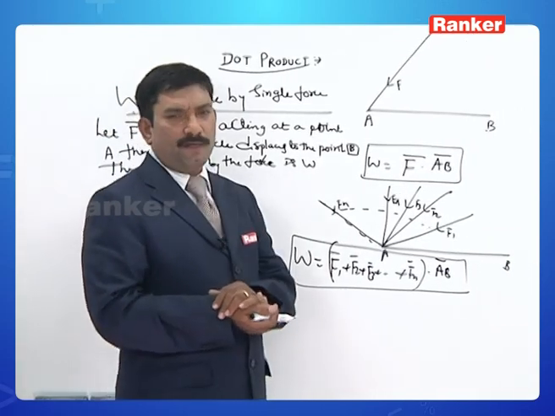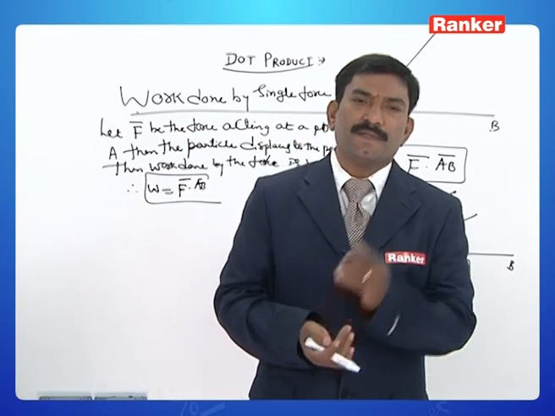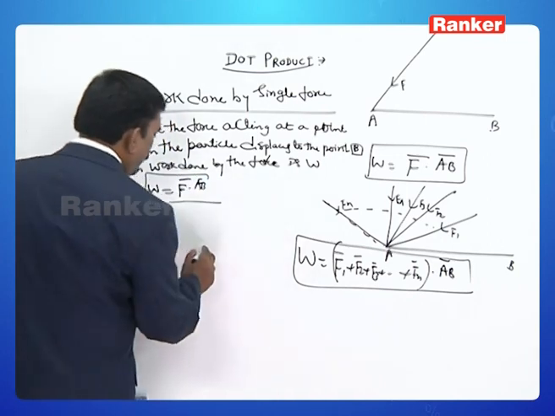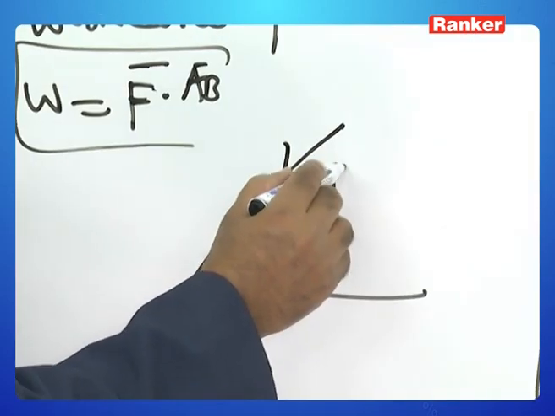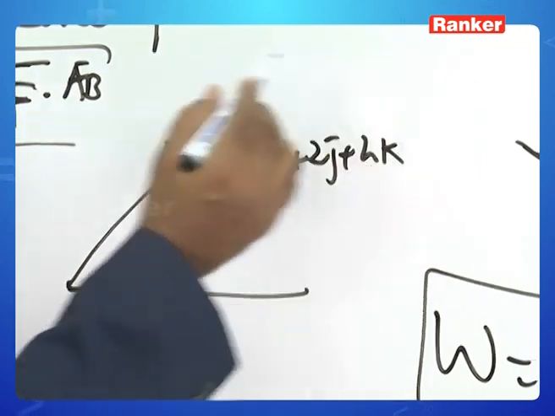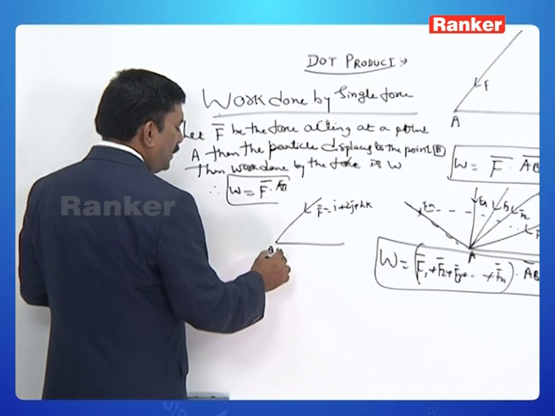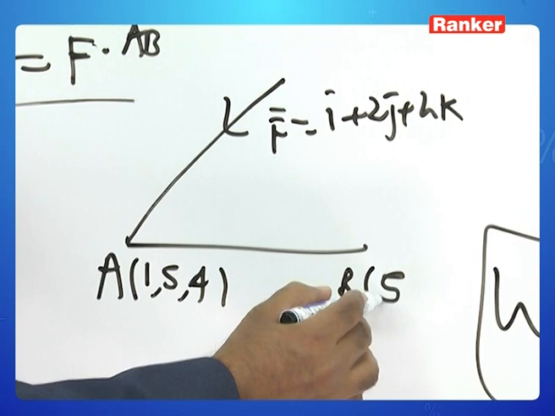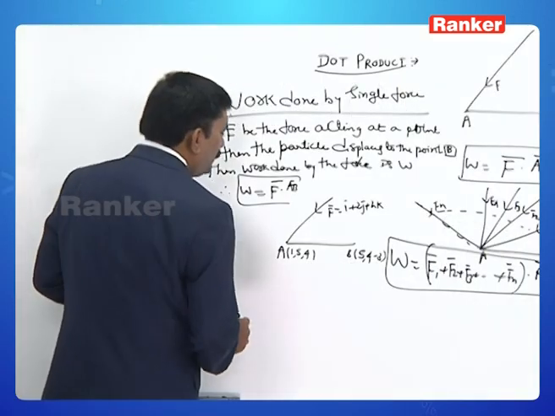Let us recall the concept in detail by giving some suitable examples. Say, for example, this is the force F bar, F bar is equal to i plus 2j plus 2k. When it is acting at the point (1, 5, 4) and it displaces to the point (5, 4, minus 3), then find the work done by the force.